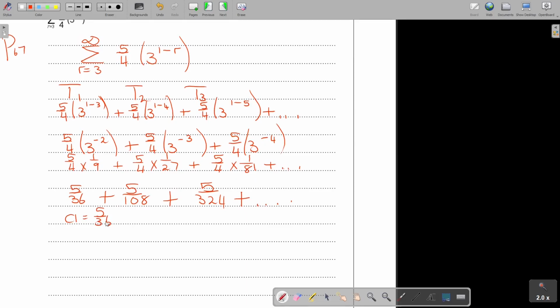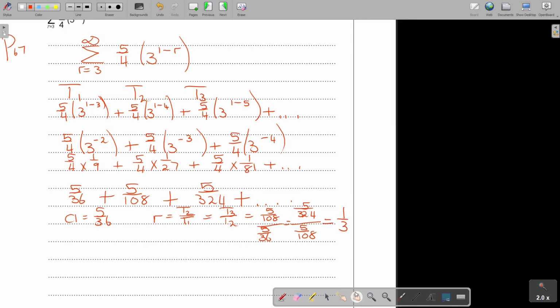Very important. To get the value of R, you can either say T2 divided by T1, or you can say T3 divided by T2. And you can just check, it's actually the same. If you take 5 over 108 and you divide it by 5 over 36, that must be equal to 5 over 324. As I said, you don't have to do both. The value of R is just a third. That is what I'm looking for.